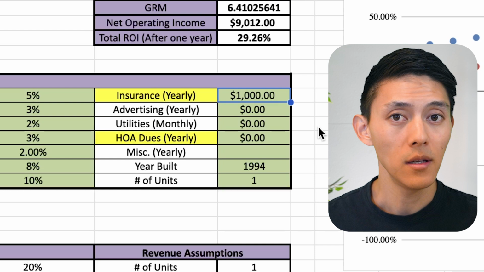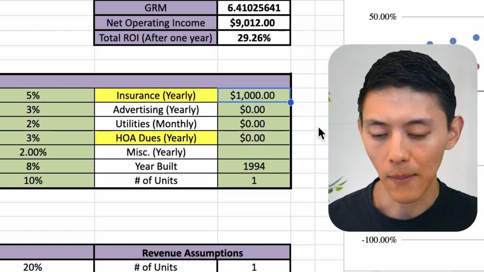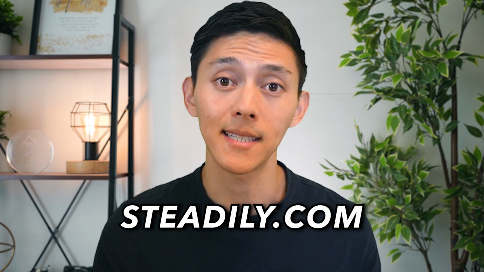Now, every single year, insurance changes as well. For a property like this, I probably would pay around $1,000, but to find a true number, what you can do is go on a website like Steadily.com.